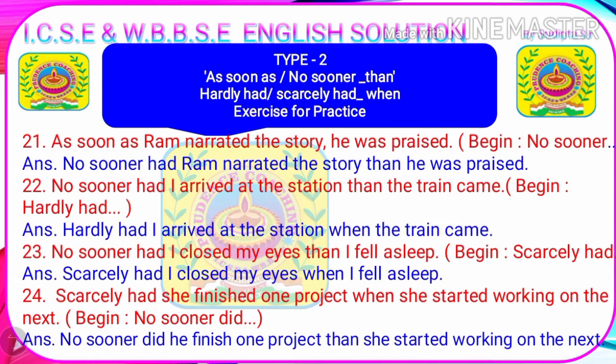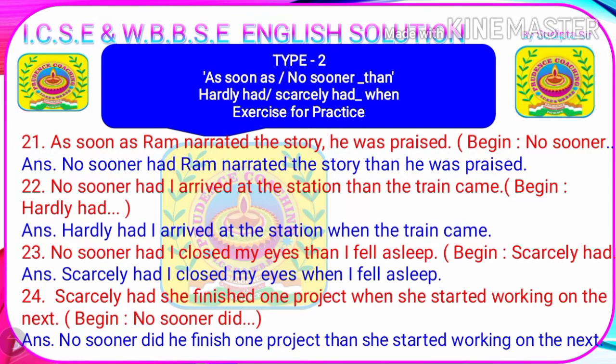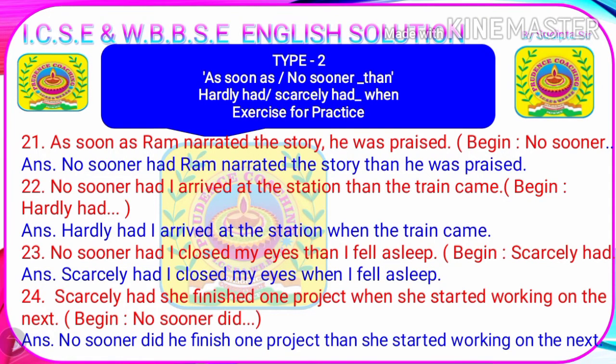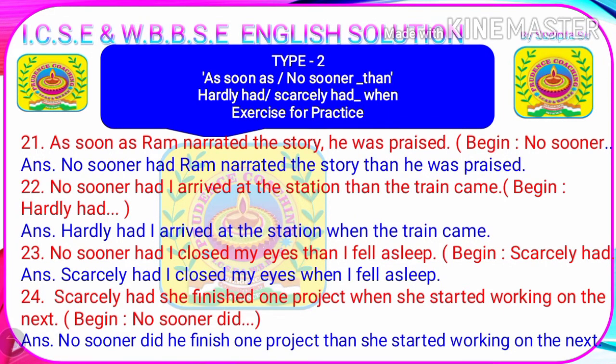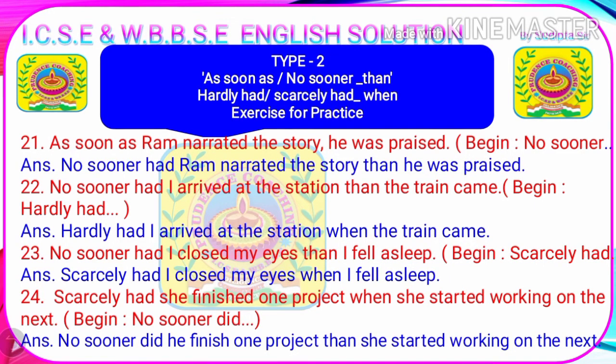Here are the questions for the most important pattern for transformation of sentence. Question number 21. As soon as Ram narrated the story, he was praised. Begin with no sooner. The answer is, no sooner had Ram narrated the story than he was praised. Number 22. No sooner had I arrived at the station than the train came. Begin with hardly had. The answer is, hardly had I arrived at the station when the train came. Next, there is, no sooner had I closed my eyes than I fell asleep. Begin scarcely had. Answer is, scarcely had I closed my eyes when I fell asleep.